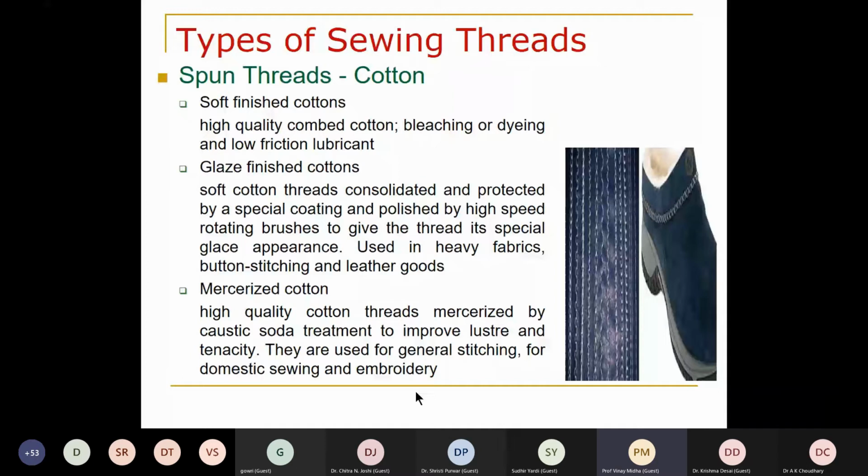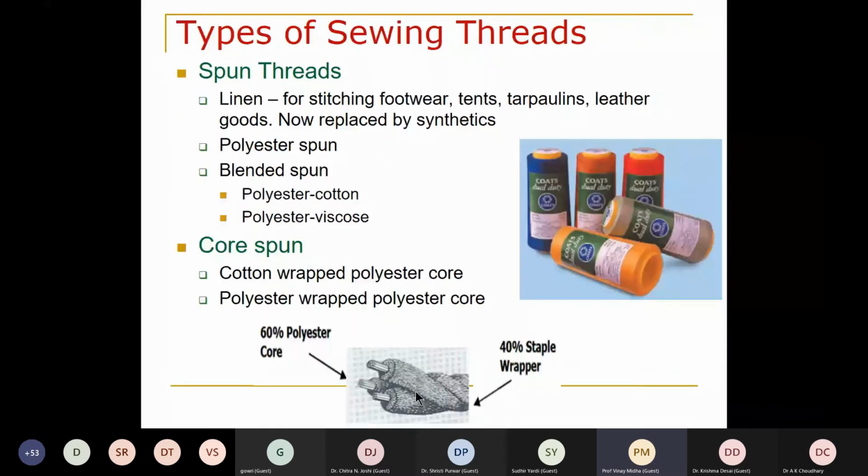Then in the spun threads, we have linen also, for stitching footwear, tents, tarpaulins, leather goods, and nowadays in certain applications it is being replaced by synthetic threads also. Then among the spun threads, we have polyester fiber spun threads also, which we have seen in the previous lecture. Then we can make blends also. Cotton and polyester can be blended together to make the sewing thread, or polyester viscose blending can also be carried out to make these particular spun threads.